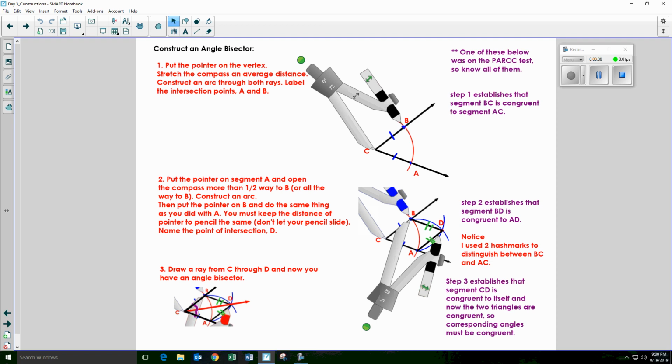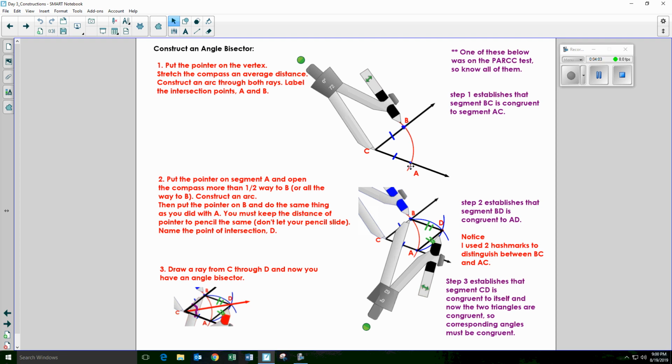Stretch the compass an average distance. Okay, you don't want it really tiny, so it would be coming here. Much harder to deal with. Open it up a little bit. It could be here, it could be here, it could be here. Just some average distance. It's not real small. Okay, and then you get your pointer on the vertex, and then you just draw an arc so that it goes through both rays.